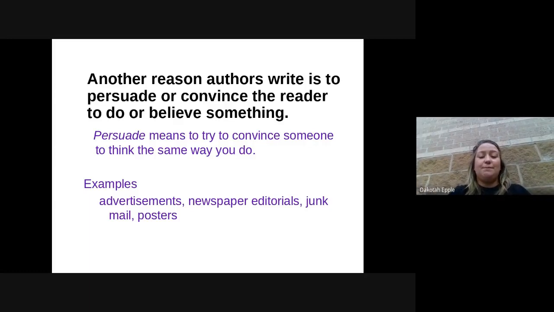And then we have newspaper editorials, and that's where people write in what they think, so that way they can try to convince you or persuade you to think like they think. Junk mail, and then some posters too, try to persuade us to think like the author thinks. So when an author persuades, they're trying to get us to think or believe like they think or believe.